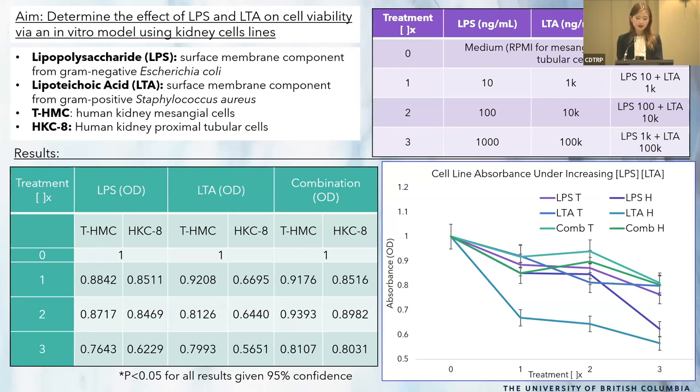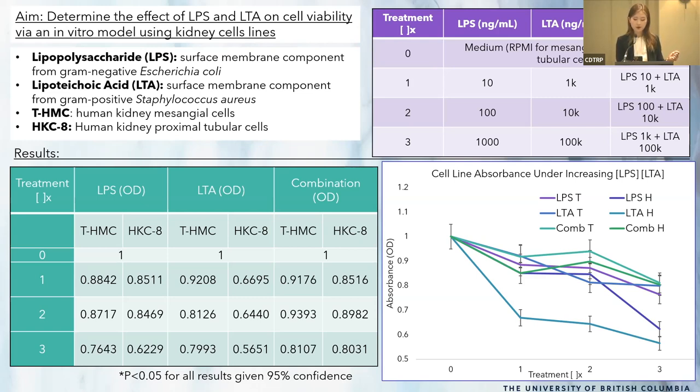The effects of these bacterial components on kidney cells are undefined, although emerging results argue for their relevance in kidney health and disease. This study aims to provide deeper insight on this topic by assessing kidney cell viability when introduced to varying concentrations of LPS and LTA. In vitro models using two kidney cell lines, human mesangial cells, known as THMC, and human proximal tubular cells, HKC-8, were cultured with LPS from Escherichia coli and LTA from Staphylococcus aureus in varying concentrations shown in the top right table for 48 hours.